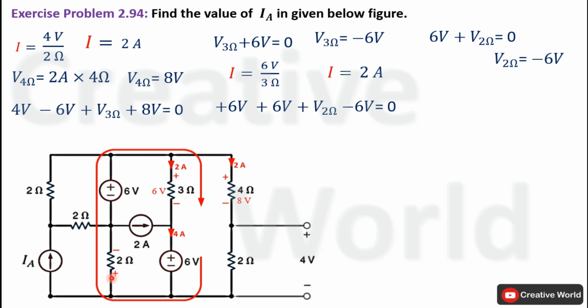I is equal to 6 volt divided by 2 ohm. It will become 3 ampere and the direction of current will be downward direction. Modify the network by indicating current of this branch.